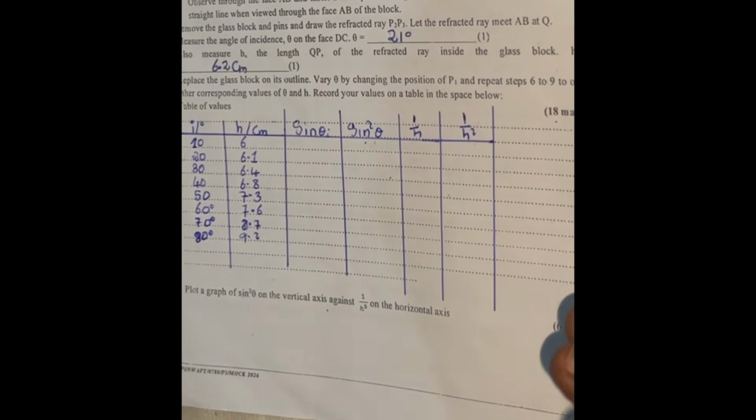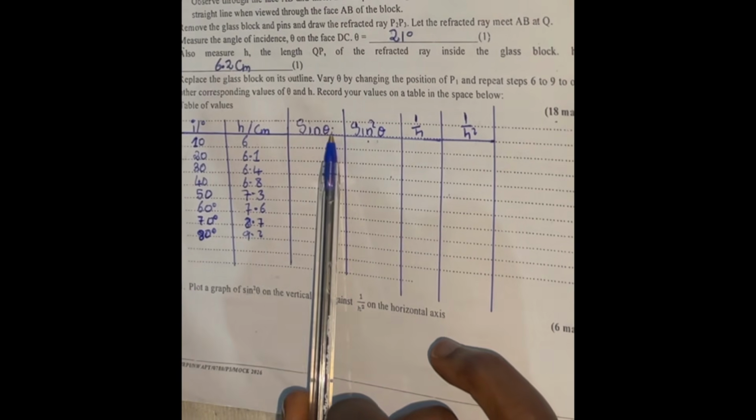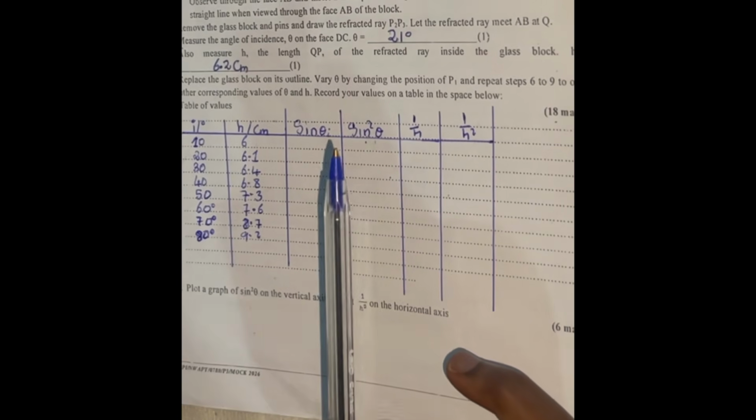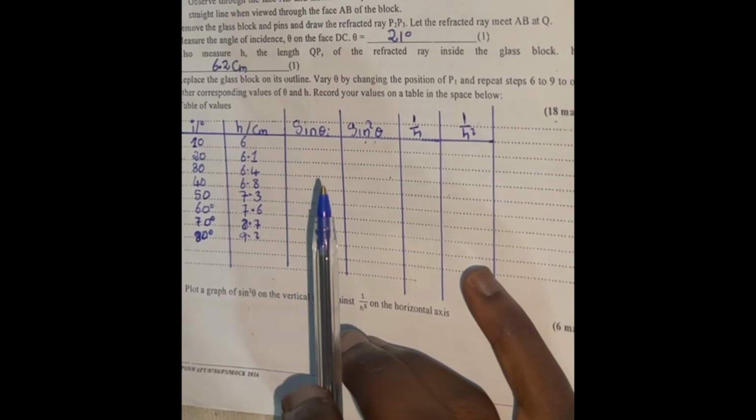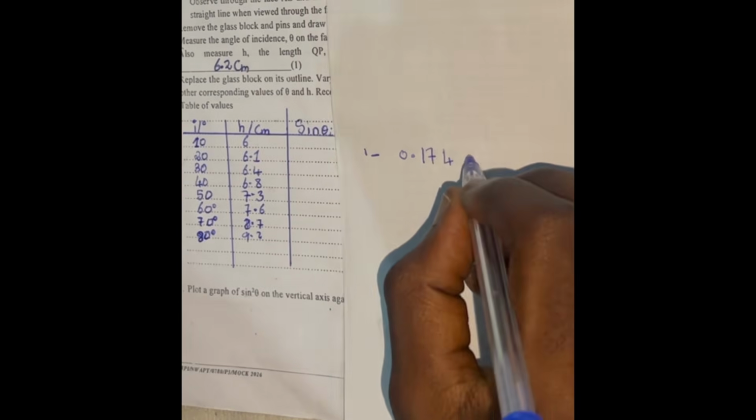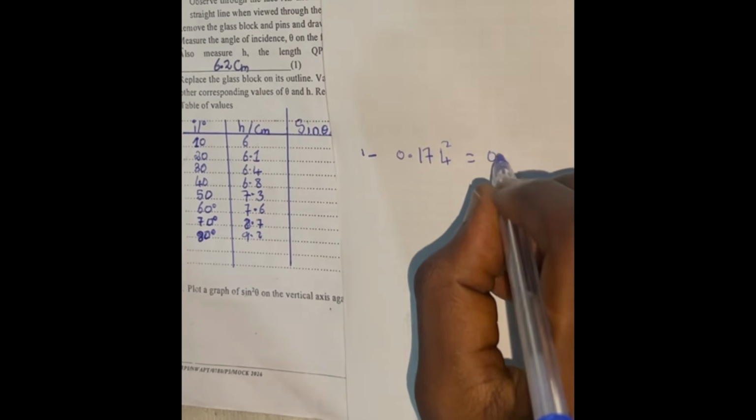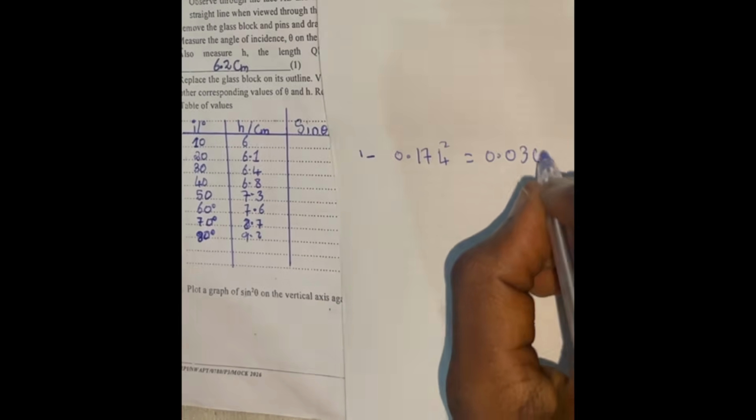So okay, without wasting time, we are supposed to calculate sine theta and sine square theta. Now, you take your calculator. We are going very rapidly. You first of all use a rough paper here. So for the first value of theta, we have sine 10. So I'll punch sine 10. Sine 10 is 0.174. Then I square it. When I square it now, I will have 0.030.